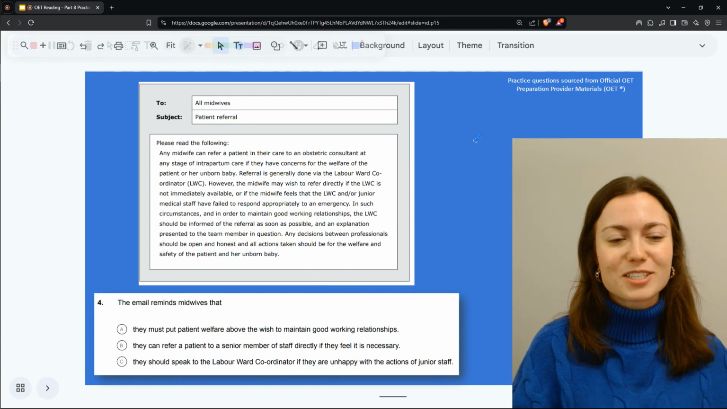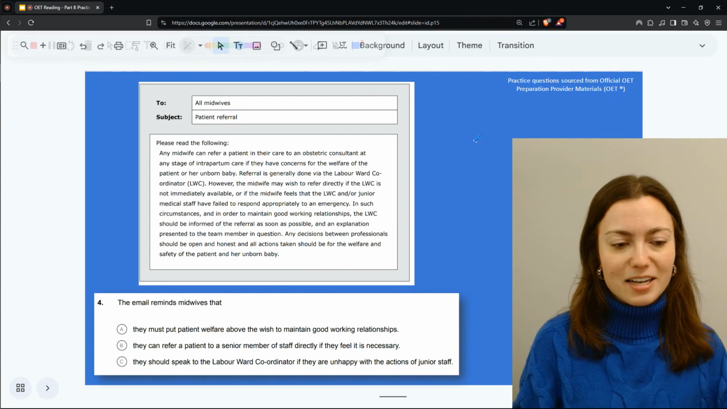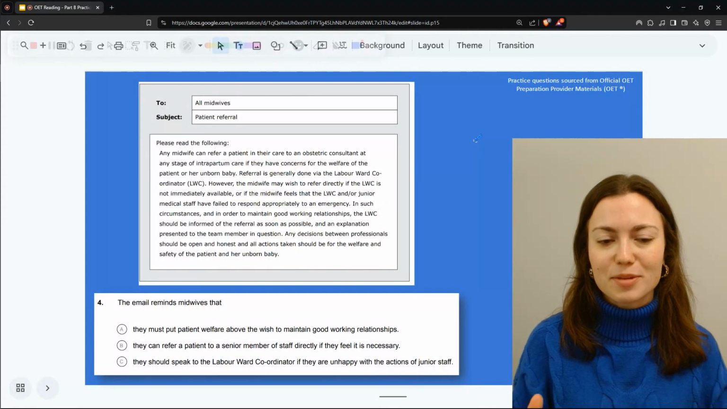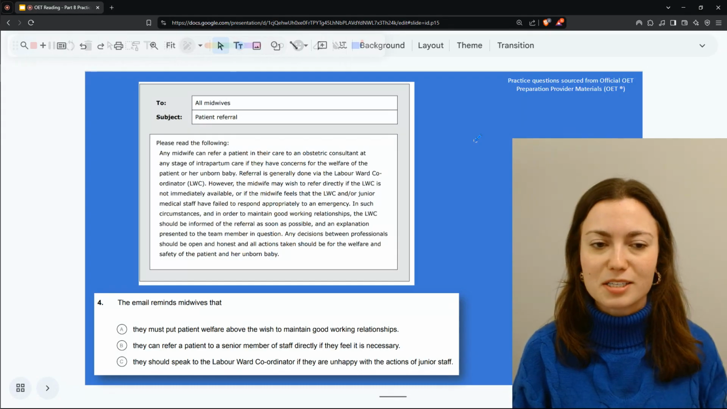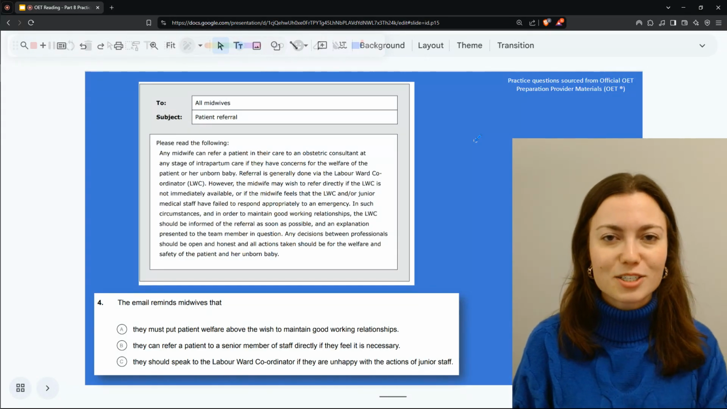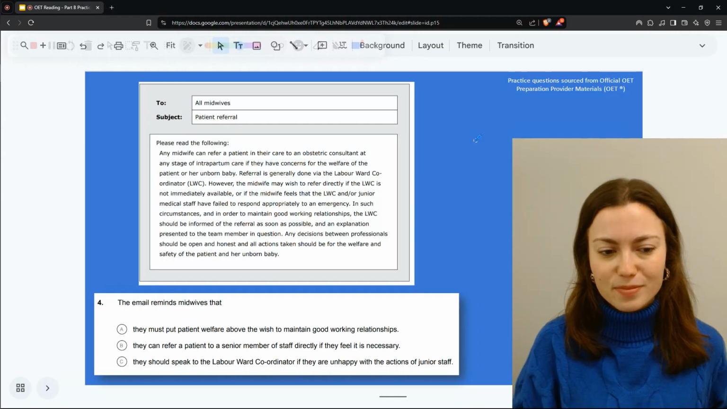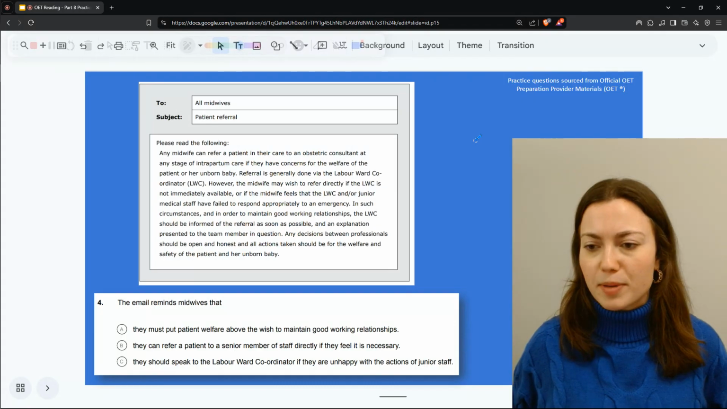Now that we've finished questions 1 through 3, we're ready for questions 4 through 6. And we're going to see some new strategies come into play that we didn't previously see in those first 3 questions. However, we're also going to see some similar techniques we did see, so pay attention to what is new here. Here's your text for question 4, addressing midwives about patient referrals.